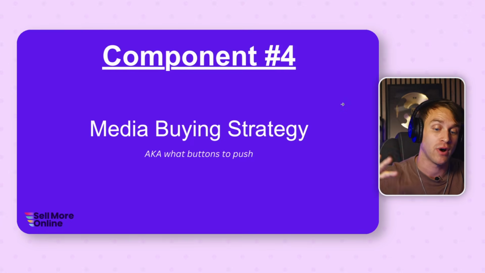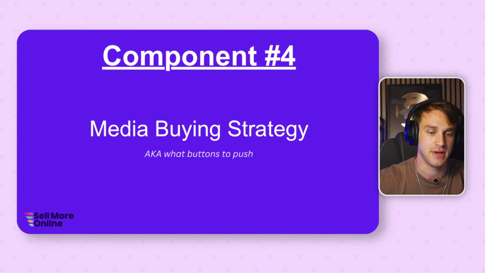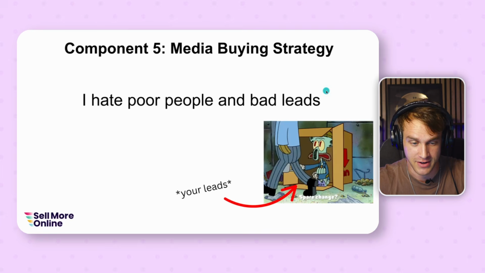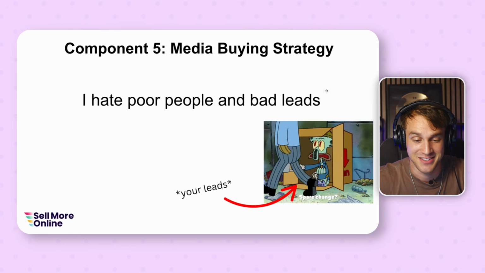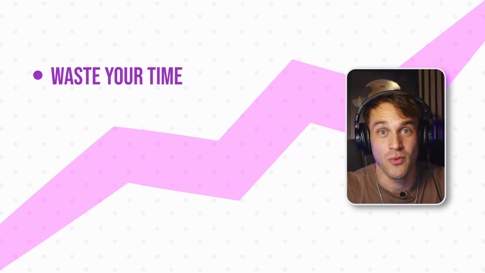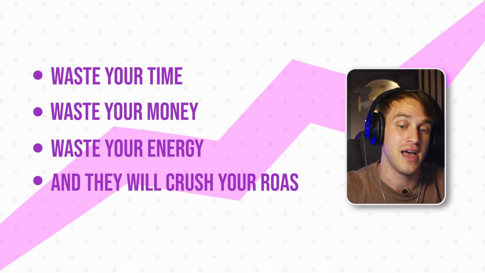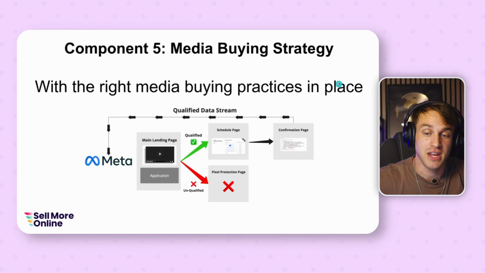Now, component 4 is the media buying strategy. AKA what buttons to press in the ads manager. And look, I'm gonna level with you here, okay? I hate poor people and bad leads. I forgot I put this in here. It's kind of funny. But anyways, your leads waste your time, they waste your money, waste your energy, and they crush your ROAS. So how do we get rid of them? With the right media buying practices and funnel strategies in place.